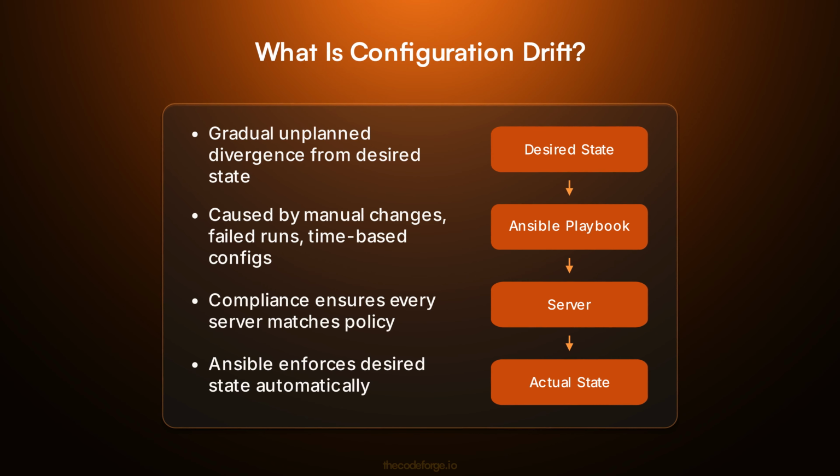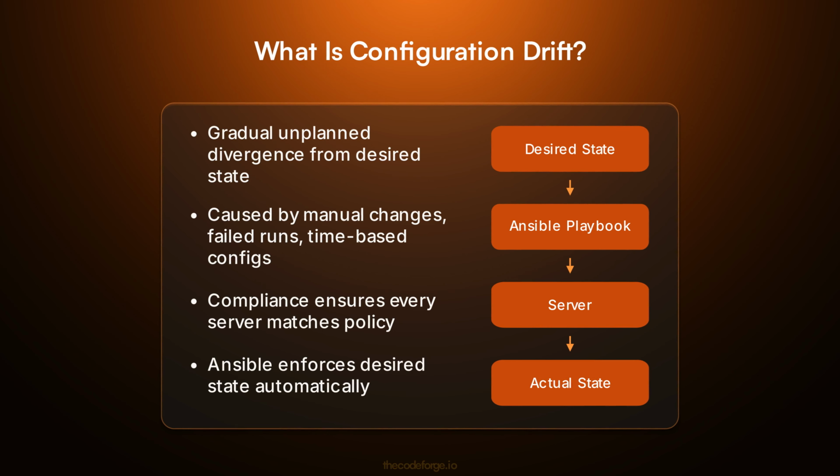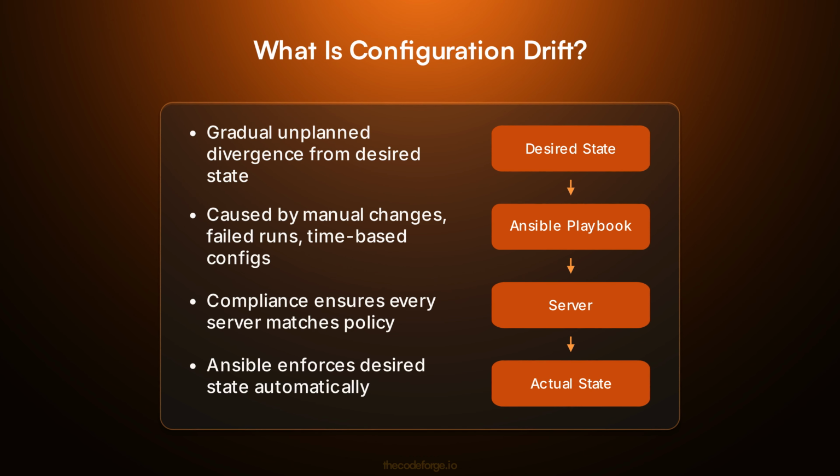Configuration drift is the silent killer of reliable infrastructure. It happens when servers deviate from their intended configuration due to manual tweaks, partial automation failures, or time-based changes like expiring certificates. Ansible helps you enforce compliance by comparing the current state against your playbooks and correcting any drift.